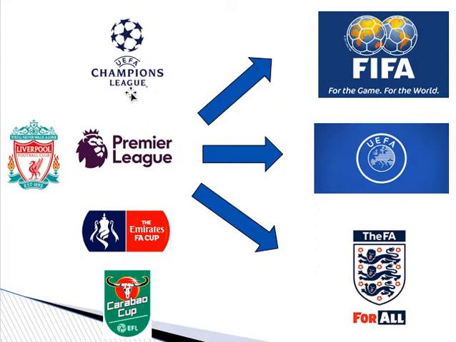All the different competitions that Liverpool participates in are governed or owned by different organizations. The European Champions League is developed and organized by UEFA, the European soccer federation. The Premier League is mainly overseen by the FA, the Football Association, which is the national governing body for soccer in England. The FA Cup is also mainly overseen by the FA, and the League Cup is organized by the Premier League.